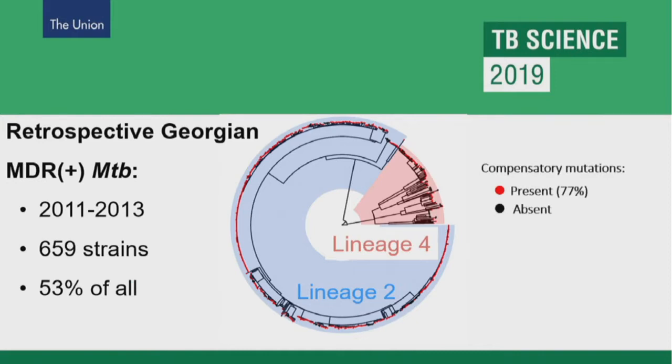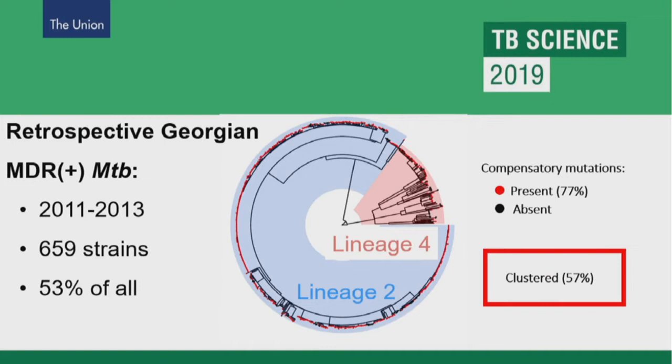77% of all of these strains carried the compensatory mutations in any of these subunits I was referring to, which is actually a high proportion. And an estimated 75% of these strains were clustered, presumably an underestimate, given that we only sampled roughly half of all the MDR cases during the period.